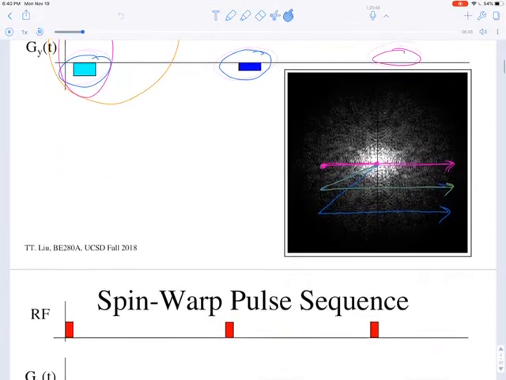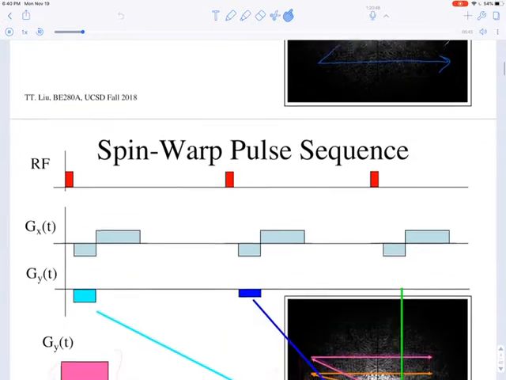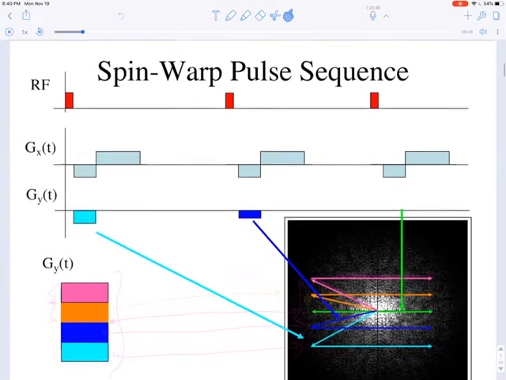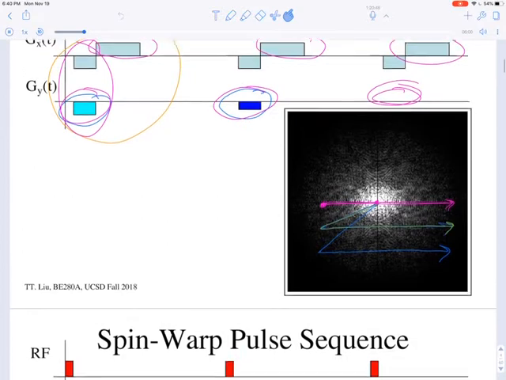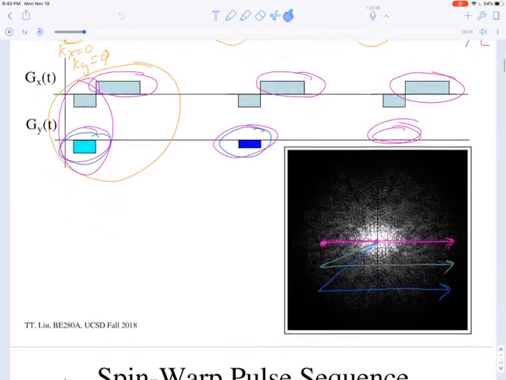Okay, so that's what the spin warp pulse sequence looks like. One way we can draw it is as a function of time, and we can show that the phase encode gradients are changing in amplitude, but the readout gradient is repeated every time. So that's the characteristic of the spin warp pulse sequence.